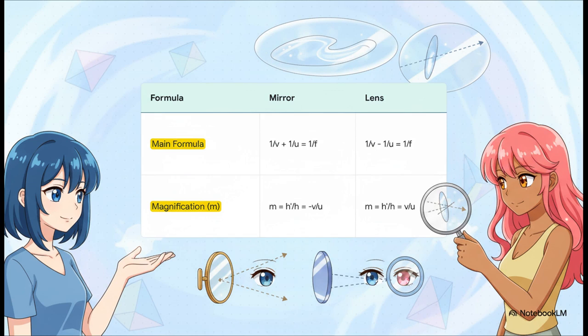And here they are, the master formulas. Now look closely. The mirror formula has a plus sign between 1/v and 1/u. The lens formula, it has a minus sign. That tiny little difference is everything. Same for magnification. The mirror formula has a negative sign, m equals minus v by u, but the lens formula doesn't. You absolutely have to memorize these.